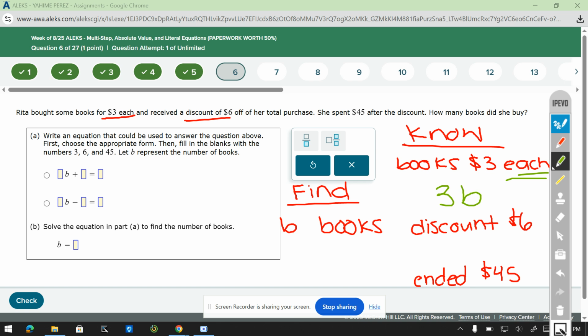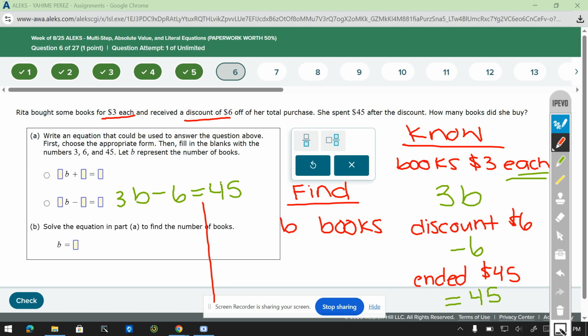Okay, and then there was a discount on this price. A discount means I'm taking away money from the total. So a discount of $6 would mean I'm subtracting 6. And lastly, we ended up with $45. So our equation here is going to be 3b minus 6 equals 45, right? And now we just have to solve.